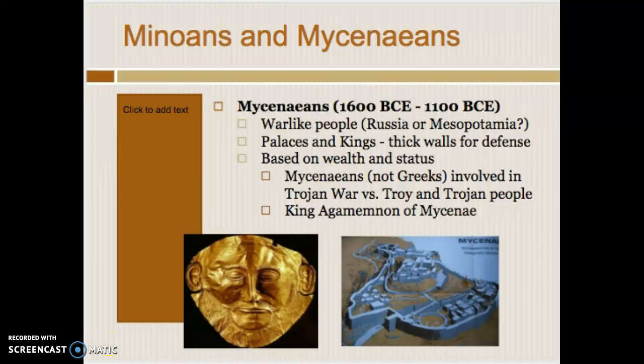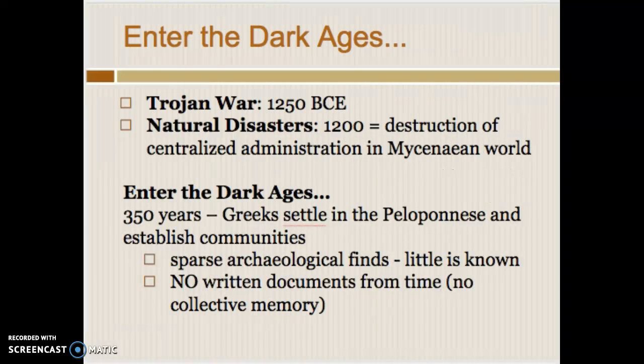King Agamemnon of Mycenae, this is his death mask here, which was found by Heinrich Schliemann at the site of Troy. It really showcases the fact that this was the civilization of the Trojan Wars and not necessarily the Greeks as we know them, but we'll come back to that in a minute.